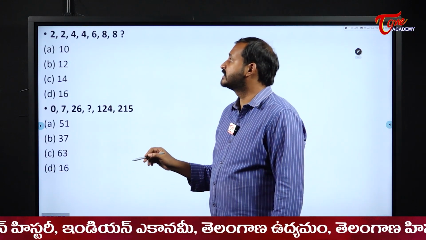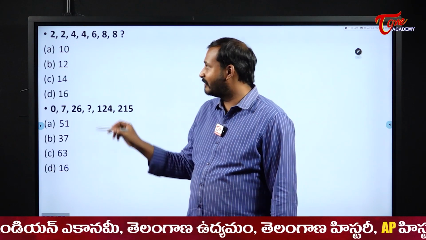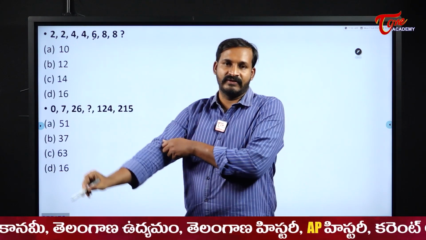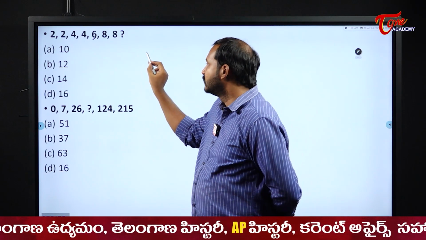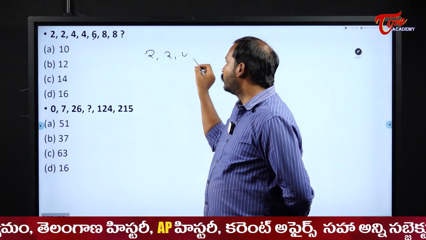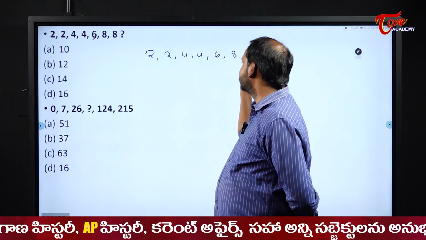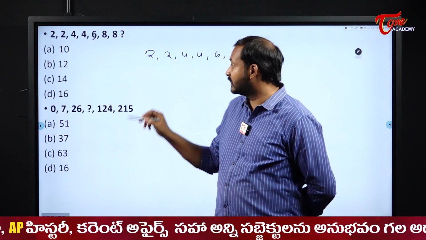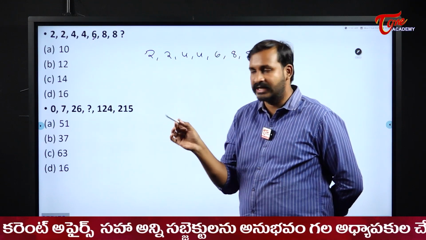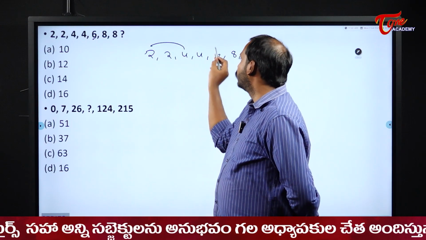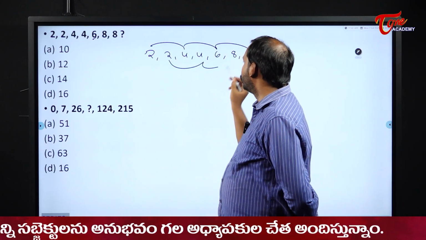2, 2, 4, 4, 6, 6, 8, 8. Is that the logic? No. Why? Because here only one 16 was given for us. So that is not our logic. Then 2, 2, 4, 4, 6, 8, 8. Now, what might be our logic here? Please check. Whenever you see this type of series, think in an alternate manner. 2, 4, 6, 8. Next, 2, 4, 8.